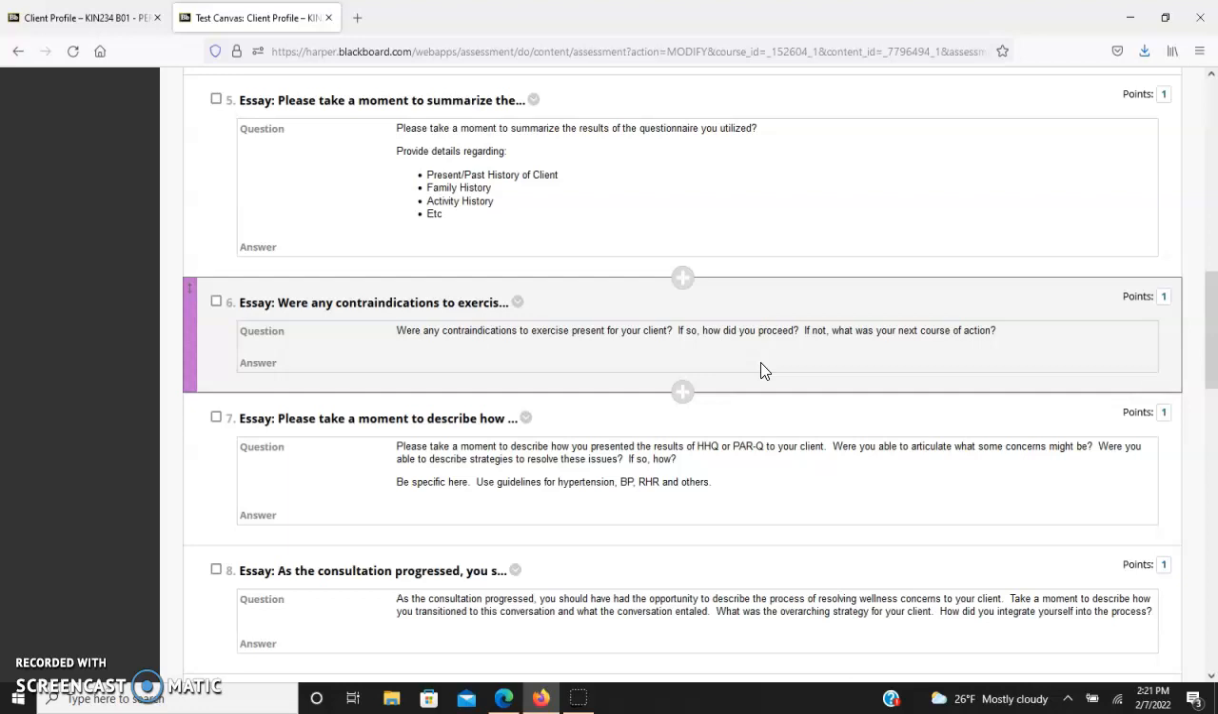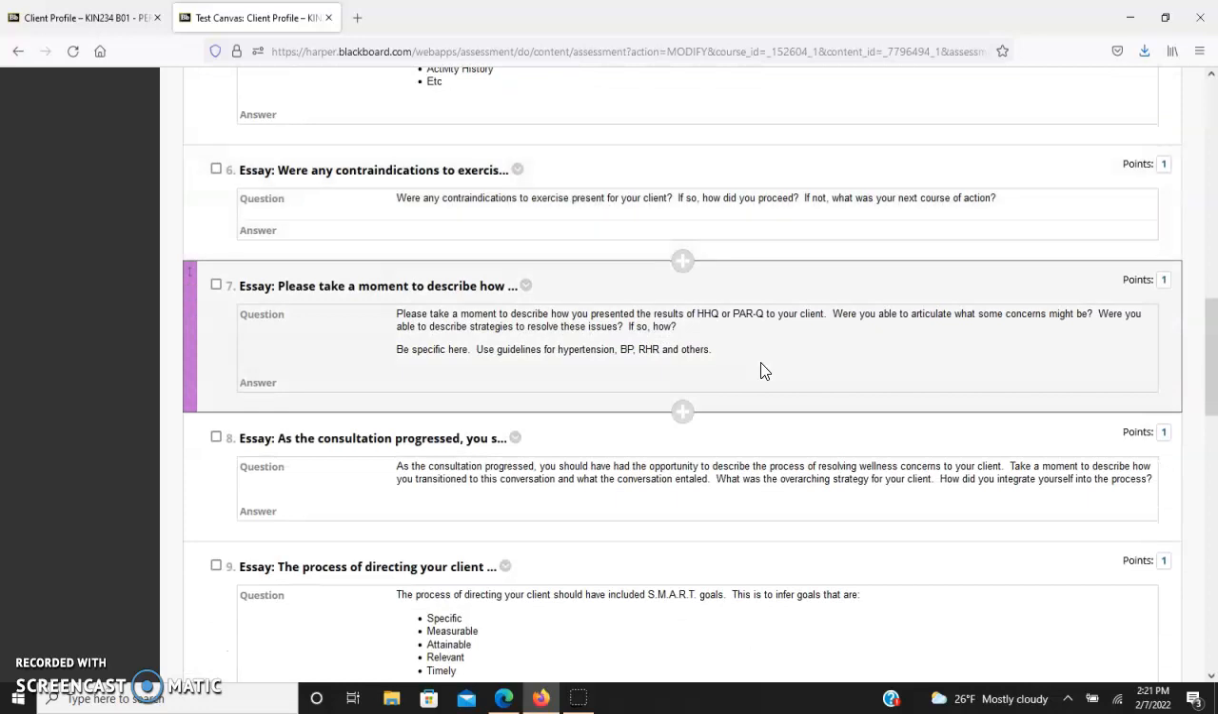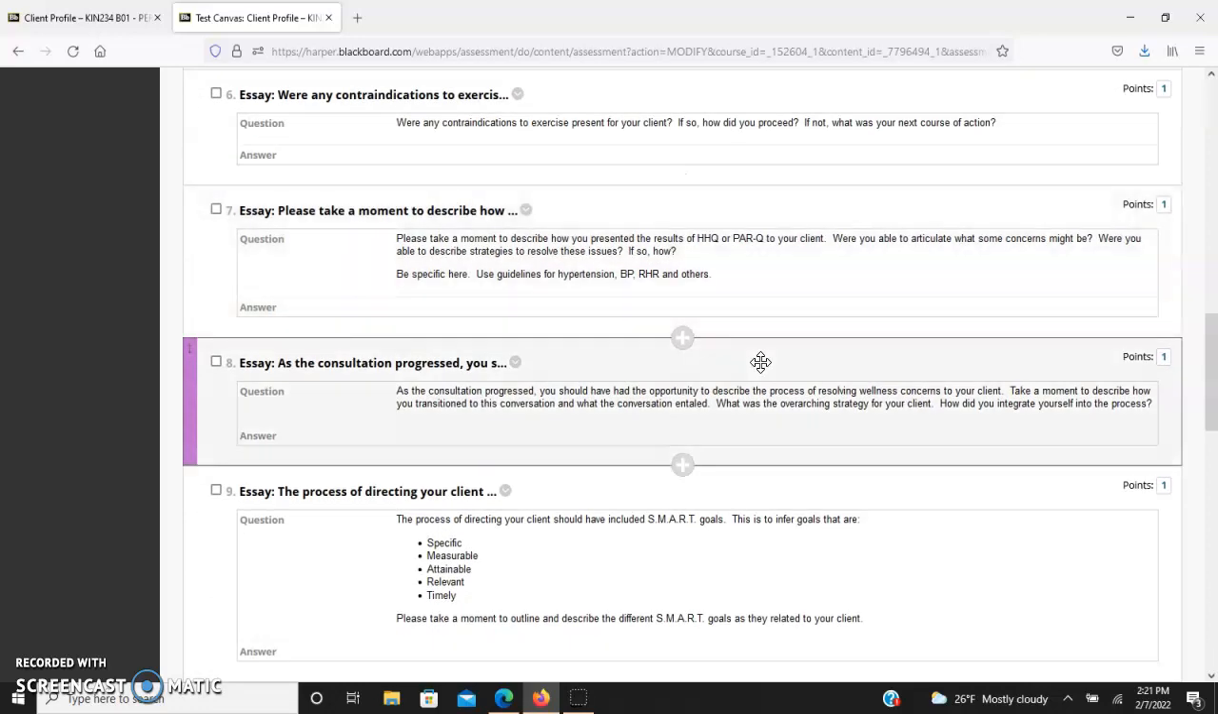Is there any kind of activity or lack thereof history? And the things you would normally find in a health history questionnaire and things that would stand out. You're looking at using those documents as a way to evaluate the readiness of that client for a workout program. Not so much for that workout that day, but for an overall program. And then, elaborate regarding those contraindications, right? If there were contraindications, how the heck did you proceed with this? What was your next course of action?